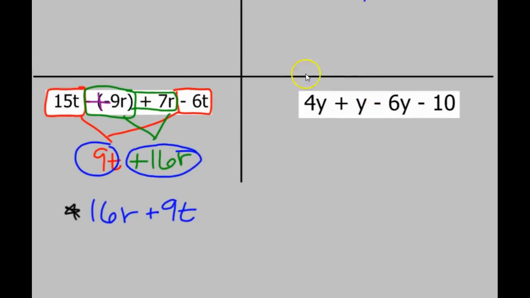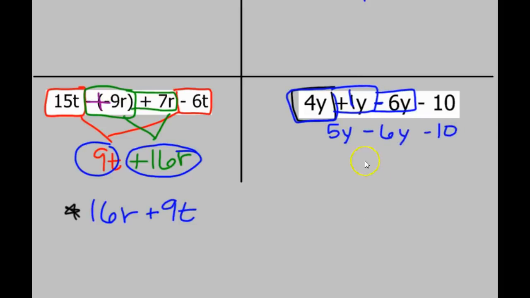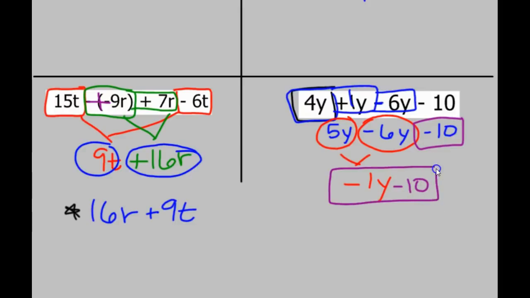And then the last one, we have 4 yo-yos plus 1 more yo-yo. Remember there's a 1 there. So 4 plus 1 is 5y, but then we have to subtract 6y. I'm just going to rewrite it. 5 minus 6, there's more negatives, so we have a -1y. 6 minus 5 is 1. And then we can't do anything with the 10, so minus 10. Letters, then numbers.